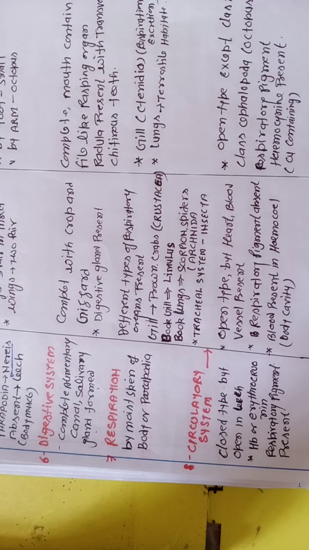That is a very important point. The circulatory system is closed in Annelida, but in the case of leech, an open type of blood vascular system is present. That is very, very important. So in leech, what kind of circulatory system is there?